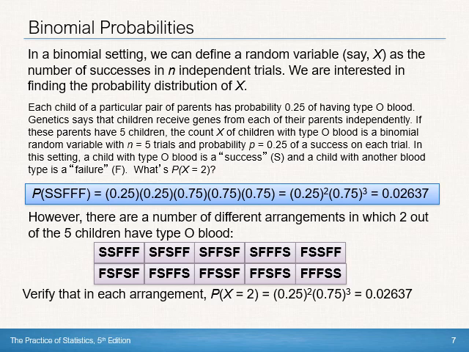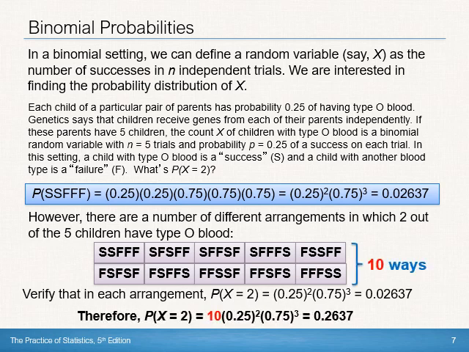And so this probability, the one that we calculated up above, is the same for all 10 of these outcomes. What we want to do is simply multiply the probability we came up with by 10, because there's 10 ways in which we can get arrangements of 2 successes in 5 trials. All right, so we simply multiply that by 10, and we can see that it's about 26% of the time.